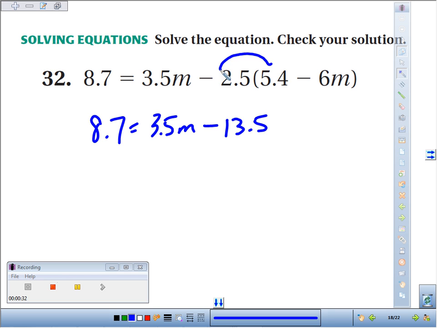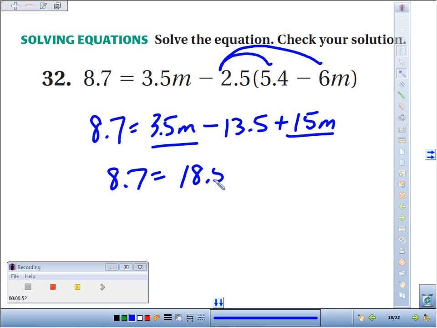And then we have to take a negative 2.5 times a negative 6m. So we know it's going to be positive, because a negative times a negative is going to be a positive. So negative 2.5 times negative 6 is a positive 15m. Looking for like terms, we've got 3.5m's and plus 15m's, so we have a total of 18.5m's. And we still have that minus 13.5.